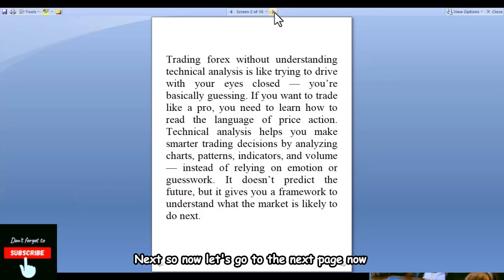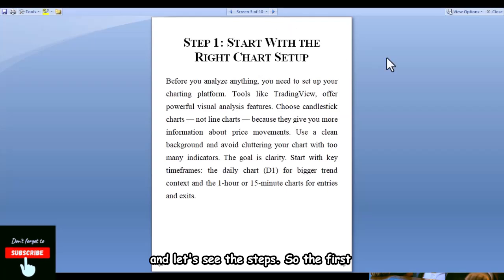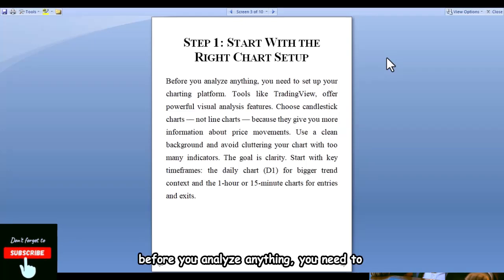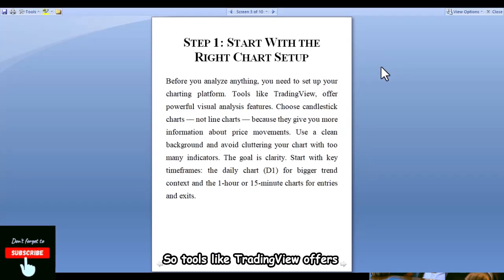So now let's go to the next page and let's see the steps. So the first step I have here is start with the right chart setup guys. So before you analyze anything, you need to set up your charting platform. Tools like TradingView offer powerful visual analysis features. So choose candlestick charts, not line charts, because they give you more information about price movements. Use a clean background and avoid cluttering your chart with too many indicators. So the goal is clarity.